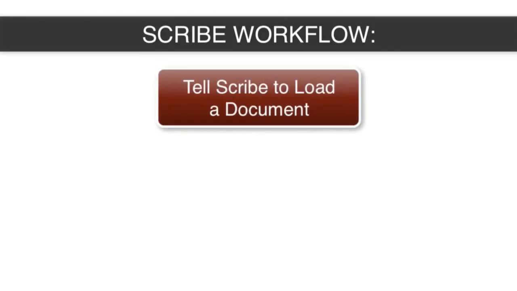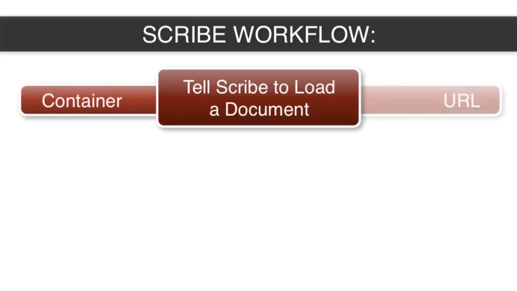The workflow generally consists of, you tell Scribe to load a document from a container or a file or a URL or anywhere that it can get the binary data from. So you can reference directly a container as opposed to something on the desktop. Or something online on S3 or something like that.